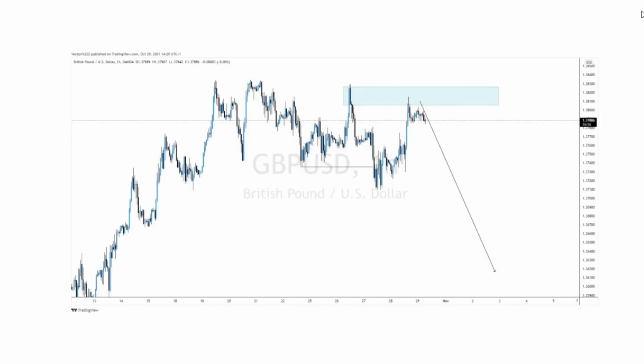Now we are going to look at our first trade, which was GBP USD. We first spotted this trade from the 1 hour time frame. That is where we first spotted the opportunity, or the idea, on this trade.